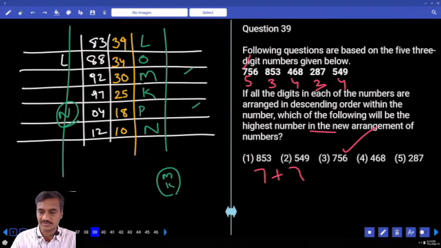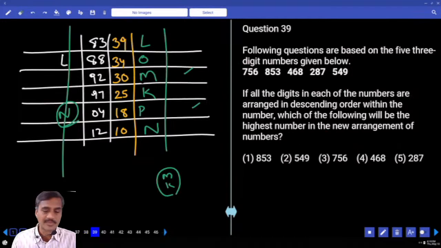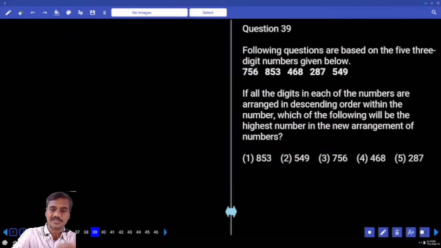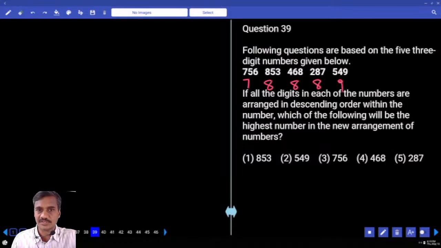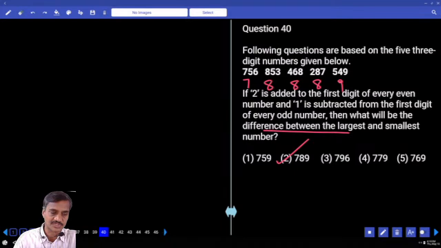Then next one, 39. Now in this 39, if all the digits in each of the numbers are arranged in descending order within the number, which of the following will be the highest number in the new arrangement? Now the digits are arranged in descending order, and so first we need to take the highest digit in each of these numbers at the first place. Now what is the highest digit here? 7, 8, 8, 8 and 9, isn't it? Then now this 954 is the highest. Which of the following is the highest number? 954, that one we are getting from 549, choice 2 for 39.